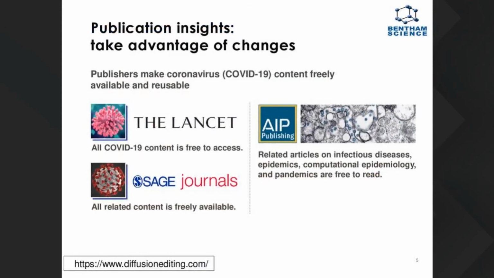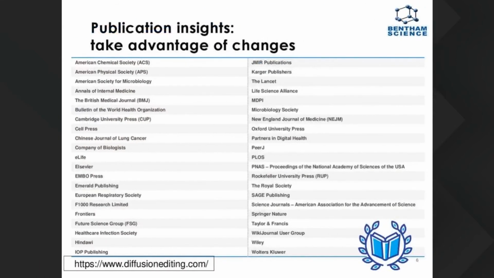Now, what's happening at journals around the world is that publishers, including Bentham Science, are making lots of content more freely available and freely reusable online. So, for example, content in these publishers that's related to COVID-19 is being made available freely online. And it's the same for Bentham Science. Related articles on infectious diseases, computational epidemiology, and pandemics are now free to read.